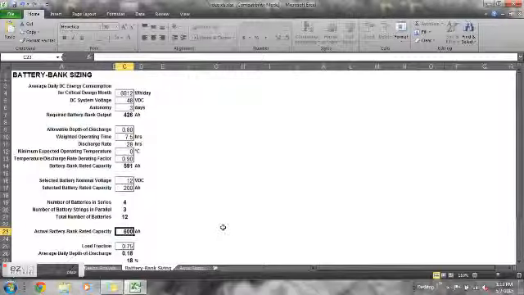Now that we know the battery bank capacity needed for our system, we can start selecting specific batteries to meet those requirements. In this example, we'll be using 12-volt batteries with a rated capacity of 200 amp hours. This means we'll need 4 batteries in series to reach the 48 volts, and then 3 strings of those batteries in parallel to reach the capacity needed. This means our actual battery bank rated capacity is going to be 600 amp hours.